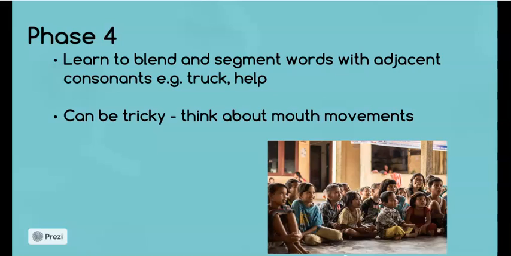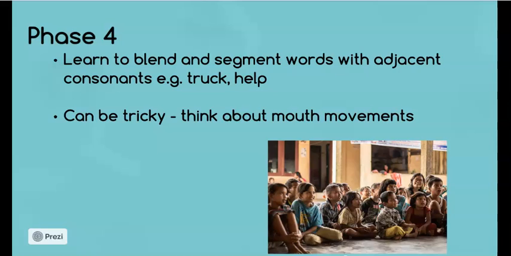Phase 4, again, there are no specific sounds taught in phase 4, but it's when children start to use their blending and segmenting knowledge to look at and read words and spell words with adjacent consonants. So that's consonants that are placed together in a word. The examples you can see here are truck and help. So the T and the R for tr, uck, and the L and the P at the end of help. So you can hear the H, E, ulp, help.